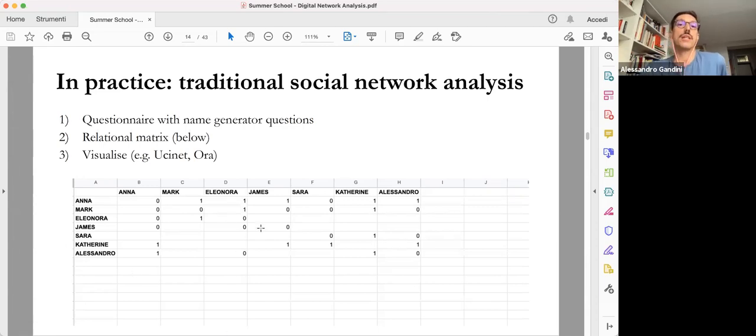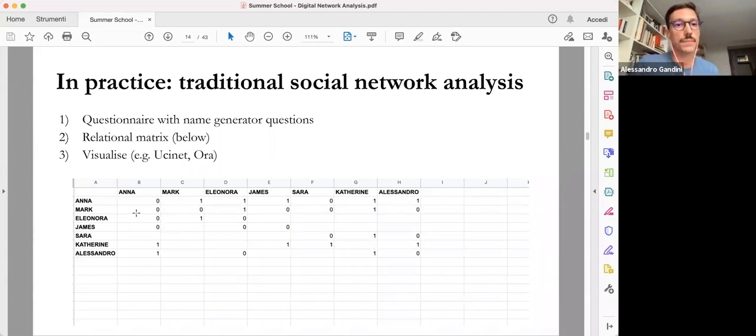So the matrix that you see in the spreadsheet here, the zeros and ones determine at a very basic level the existence of a connection. So Mark and Anna, for instance, have a zero between them, so it means that they're not connected. But no, there is a tie, actually. This is here. That goes from Anna to Mark, but that doesn't go from Mark to Anna. So zero indicates the absence of a tie, and one indicates the presence of a tie. Does that make it better?